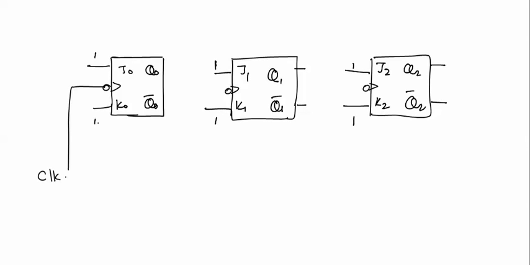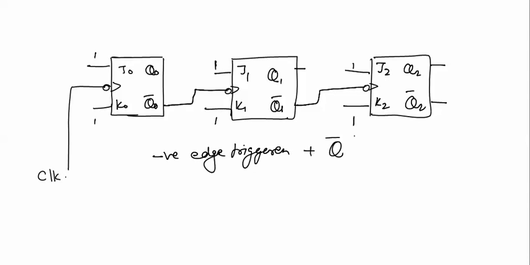Now we will apply this Q0 bar as a clock to the next flip-flop. In this way, this design has negative edge triggering plus Q bar as a clock. If Q bar is applied as a clock, it will be a down counter. You can verify its operation. It will work in the down sequence. So it will be a down counter.